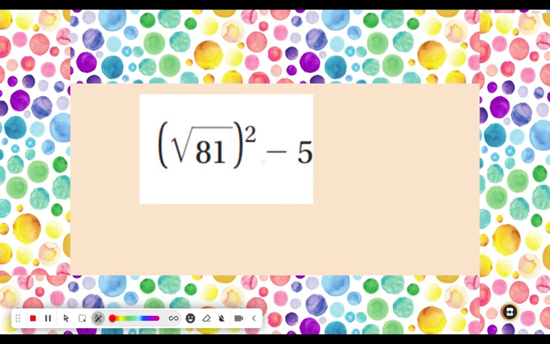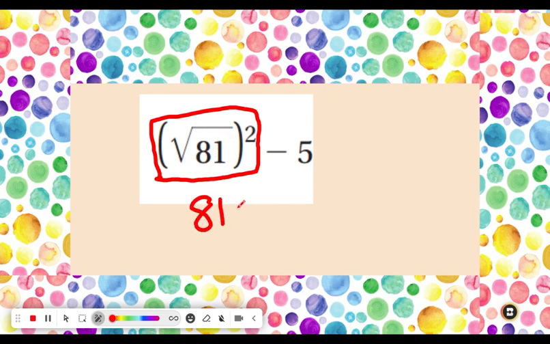Okay, here's another one. When we see parentheses with the square root and then we are going to square the number, it's going to be 81 either way, because the square root of 81 is 9, and 9 squared is 81. So when you see this, just keep 81. It just looks confusing. So 81 minus 5 will give you your answer, 76.